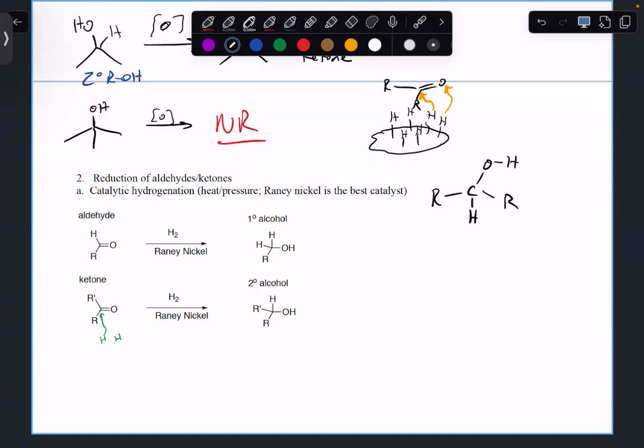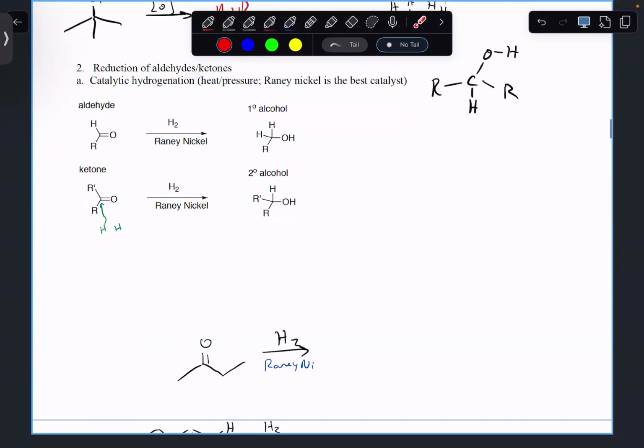Now you can see that I've got the showing you what happens if you reduce an aldehyde compared to what happens if you reduce the ketone. Mechanistically, it's the exact same thing. The only difference is in the type of alcohol product you get. If you're starting with an aldehyde and you reduce that, you're going to make a primary alcohol. If you start with a ketone and reduce that, you're going to end up getting a secondary alcohol.